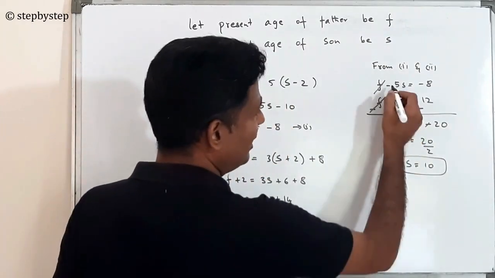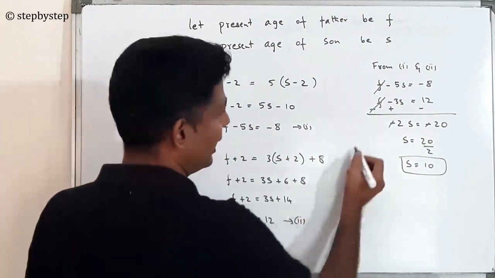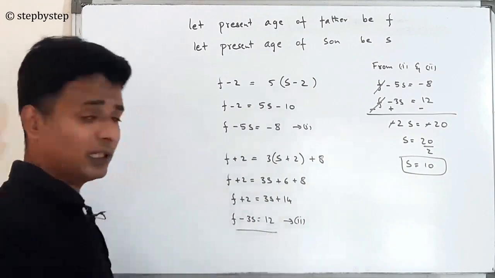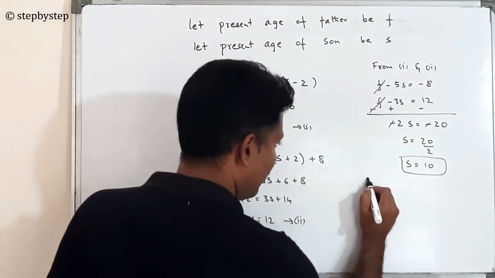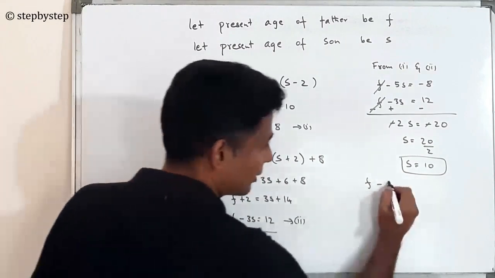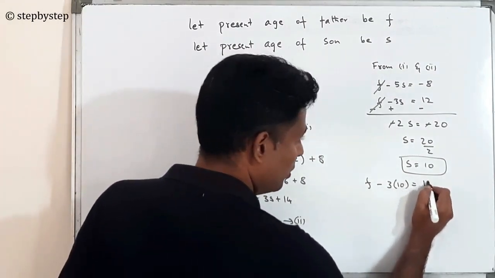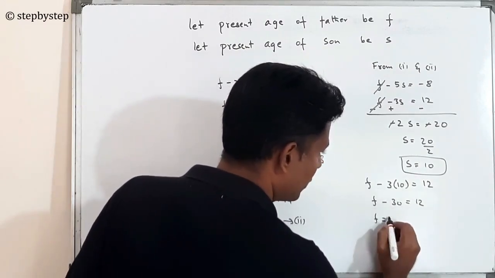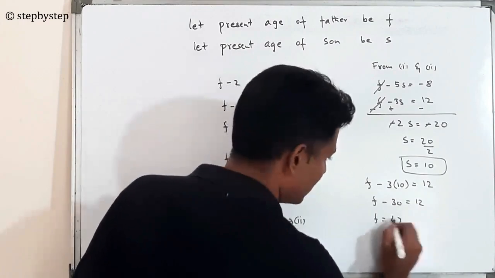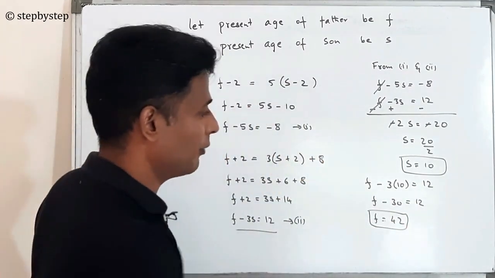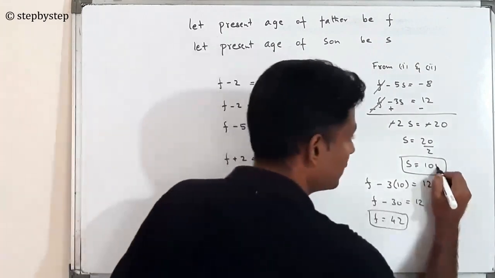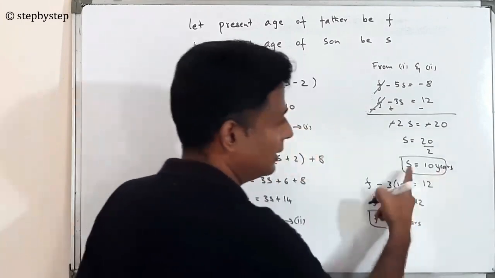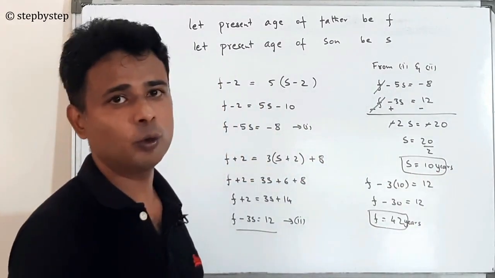Now I have found s as 10. Substituting in one of these equations, I will substitute in the second equation, f minus 3s equal to 12. You can substitute in either. So f minus 3s, that is 3 into 10, equal to 12. So f minus 30 equal to 12. So f equal to 12 plus 30, that is 42. So the father's present age is 42 years. And you just write this, better to be safe. Son's age is 10 years, father's age is 42 years.